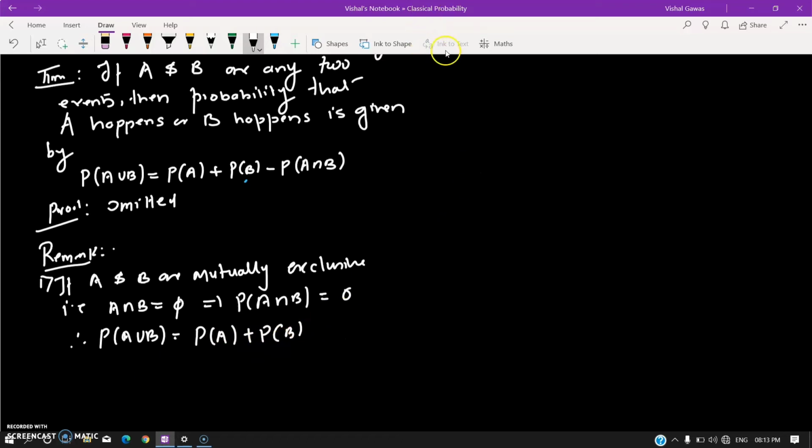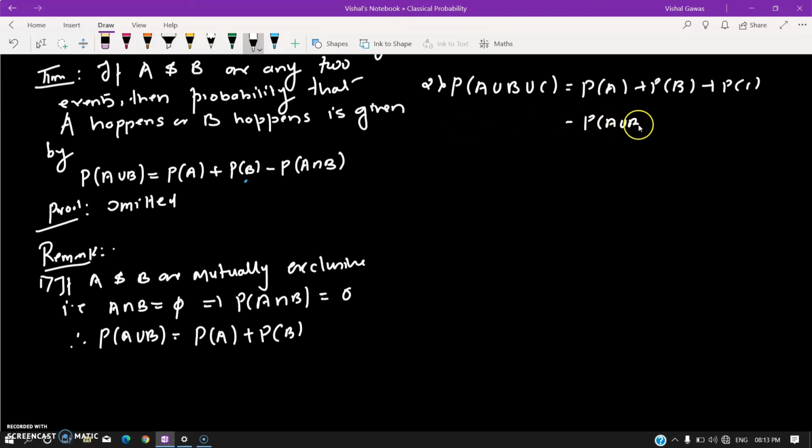Second remark, what happens to the probability of A happening or B happening or C happening? This is equal to the probability of A plus the probability of B plus the probability of C, subtract the probability of A and B, subtract the probability of A and C, subtract the probability of B and C, and add the probability of A intersection B intersection C.